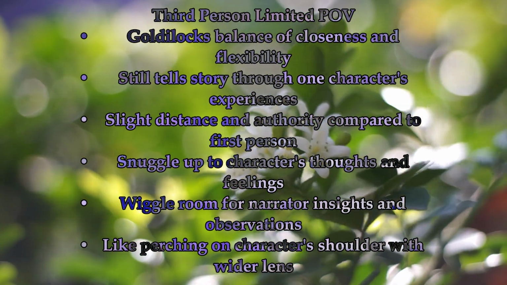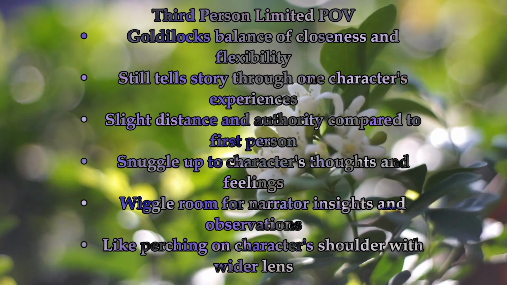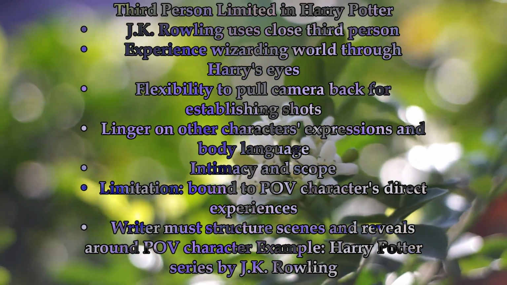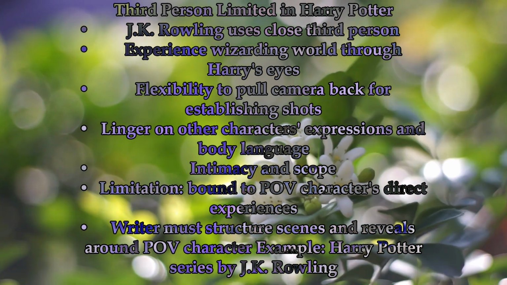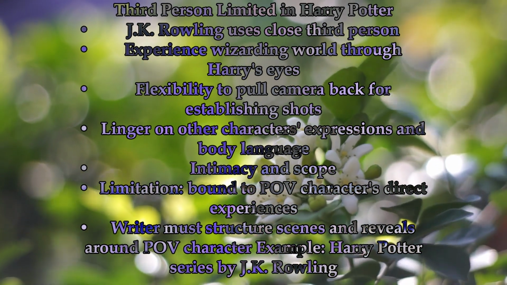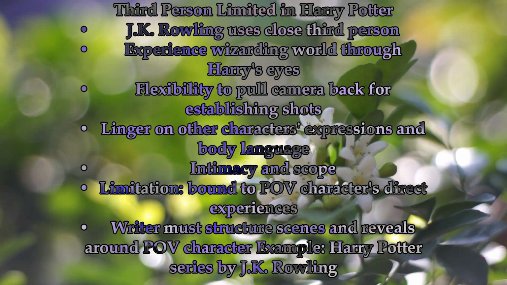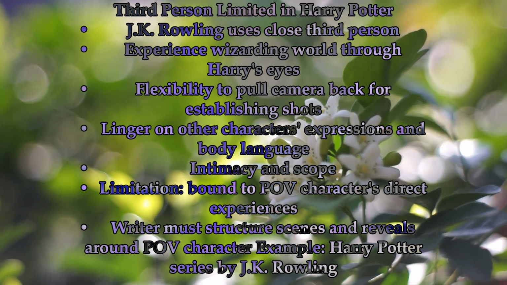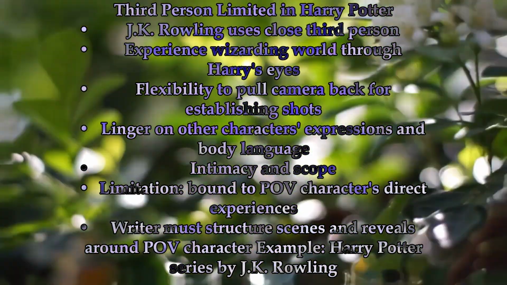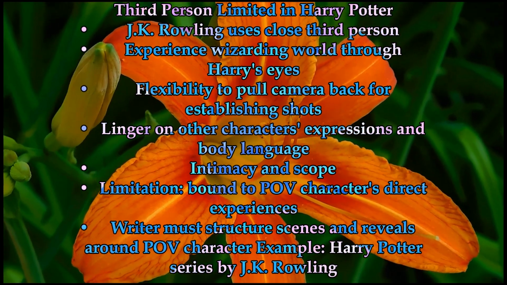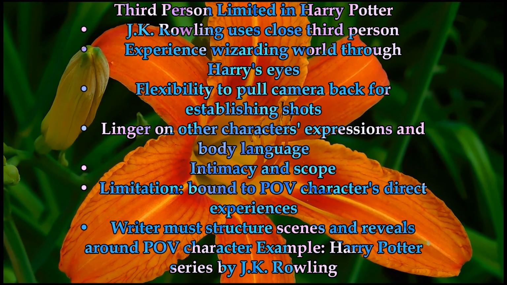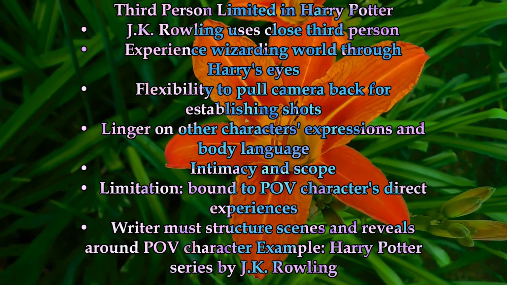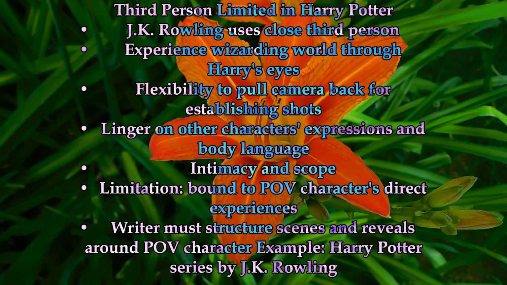It's like you're perched on the character's shoulder, seeing what they see and feeling what they feel, but with a slightly wider lens. J.K. Rowling puts that flexibility to marvelous use in the Harry Potter series. The books are told in close third person from Harry's perspective, so we experience all the wonder and danger of the wizarding world through his eyes. But Rowling can also pull the camera back to give us establishing shots of Hogwarts or Diagon Alley, or linger on other characters' facial expressions and body language in a way that Harry, the narrator, probably wouldn't focus on himself. It's the best of both worlds, intimacy and scope.